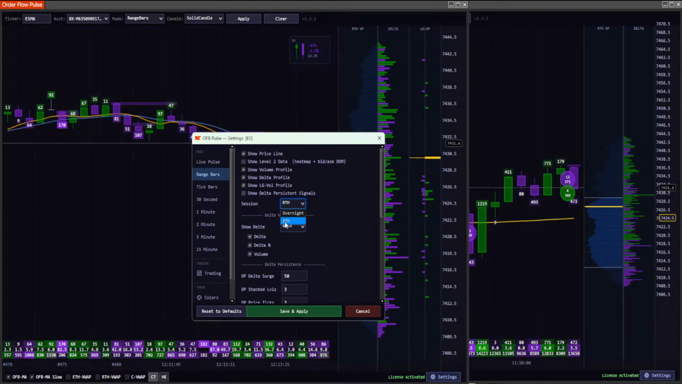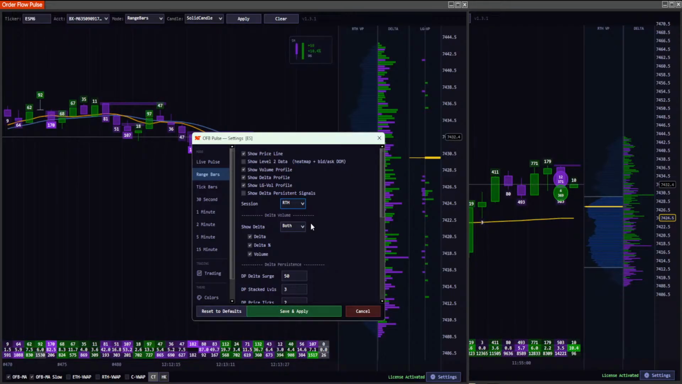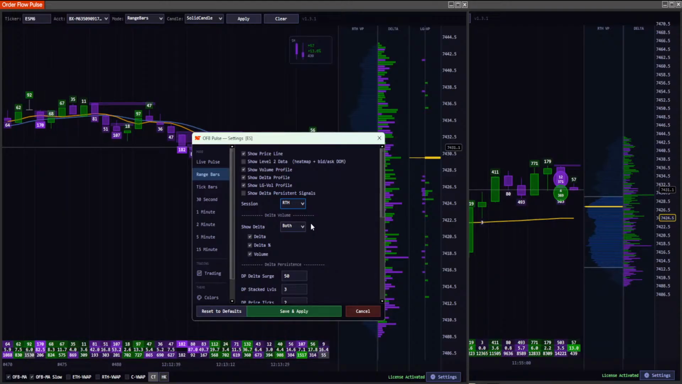Right now I have overnight and RTH. I do need to do both. Range tick settings, session settings. Add both: RTH plus ETH. RTH is real-time trading hours, ETH is electronic trading hours. That's what RTH, ETH is.